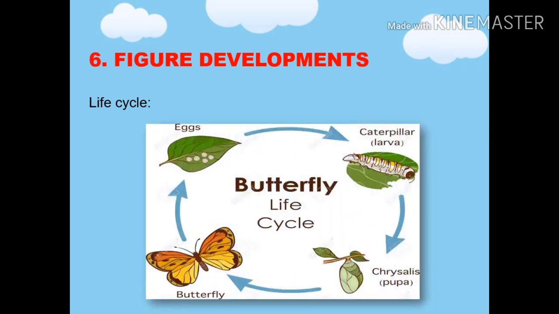Number 6, figure developments. So butterflies and frogs change their body structure during a life cycle. Yes, we have here an example, a life cycle of a butterfly. In the first stage, we can see an egg. It goes to its second stage and becomes a caterpillar or a larva. On the third stage, we have the chrysalis, or what we call the pupa. And on the last stage, or the fourth stage, we have a butterfly. From a pupa, it turns into a beautiful butterfly.